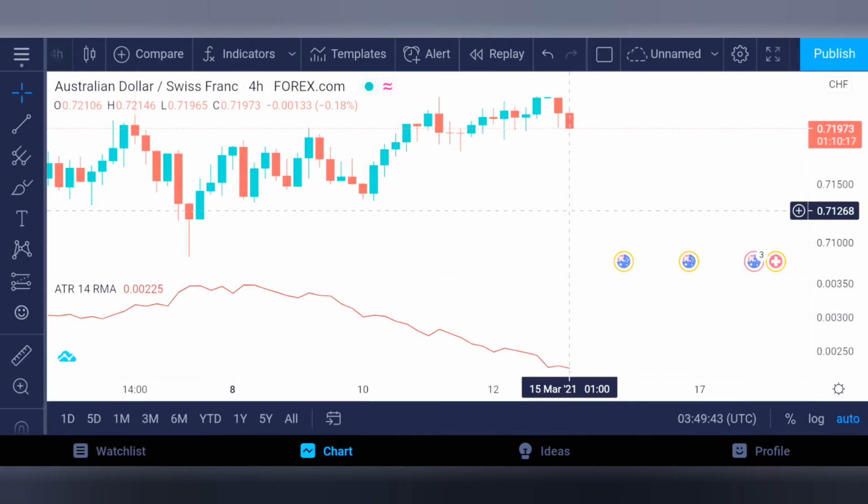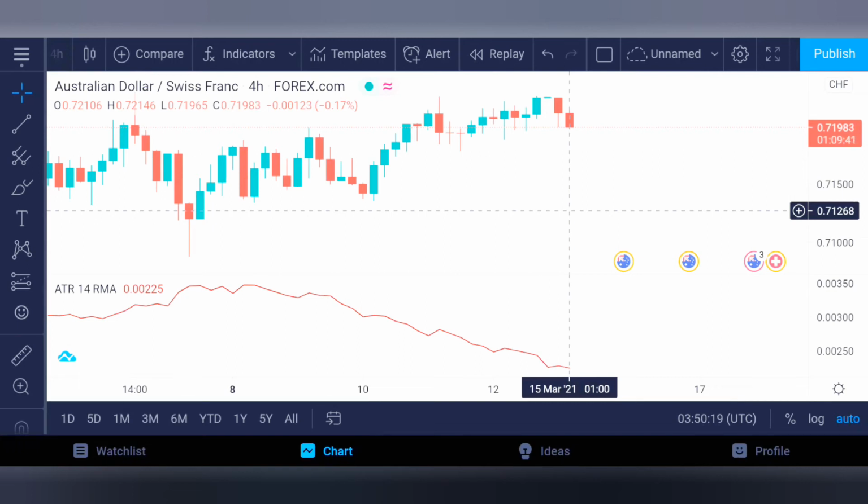So for this now, using our knowledge of pips, this 0.0022, how many pips do we think that represents? Well, you're right if you said that is 22 pips. So for this particular pair, after this particular candle, the average true range is 22 pips. What does that tell you?